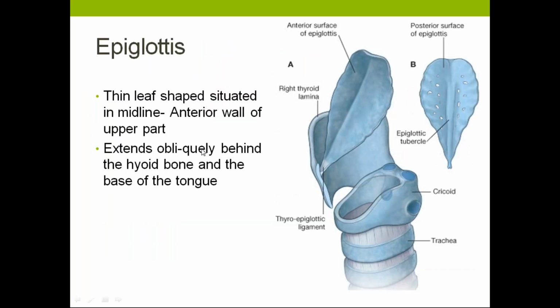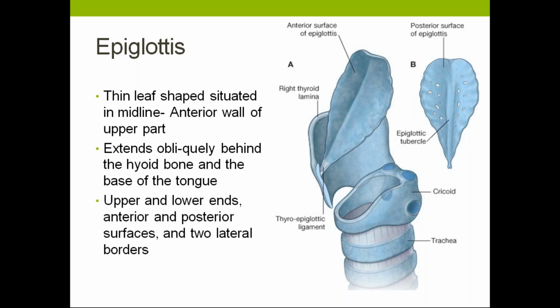Next cartilage is the epiglottis. If you see the shape of the epiglottis, it is a leaf-shaped cartilage. You can see it is a leaf-shaped cartilage. It is very thin. It is situated in the midline of the larynx, the midline of the neck, mainly in the anterior wall of the upper part of the larynx. So it extends obliquely behind the hyoid bone and the base of the tongue.